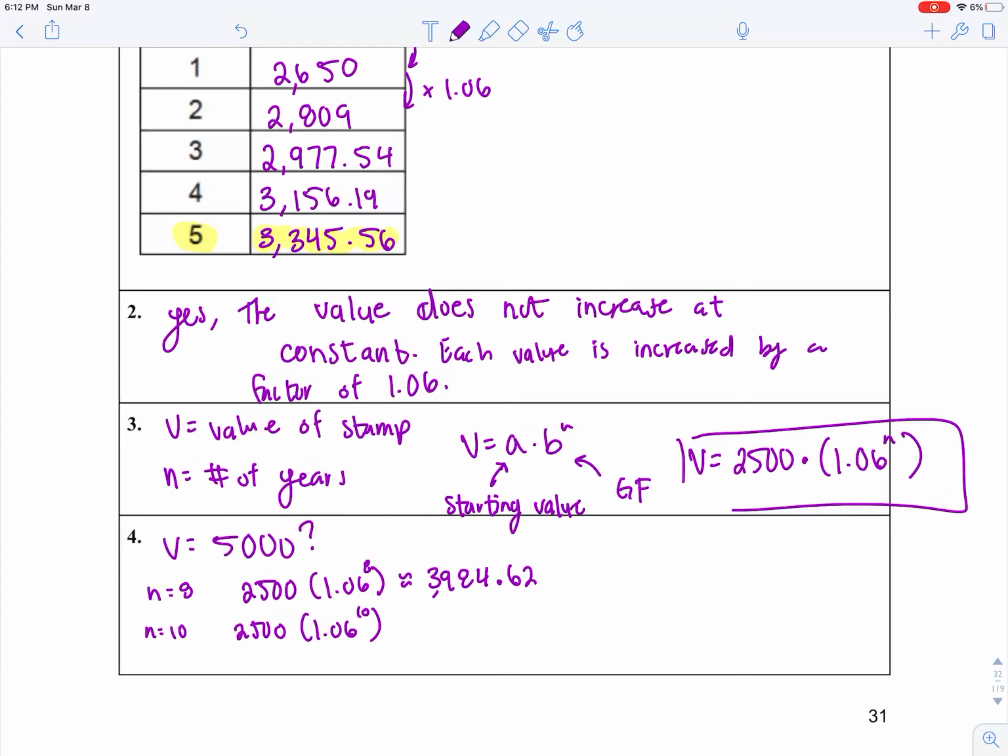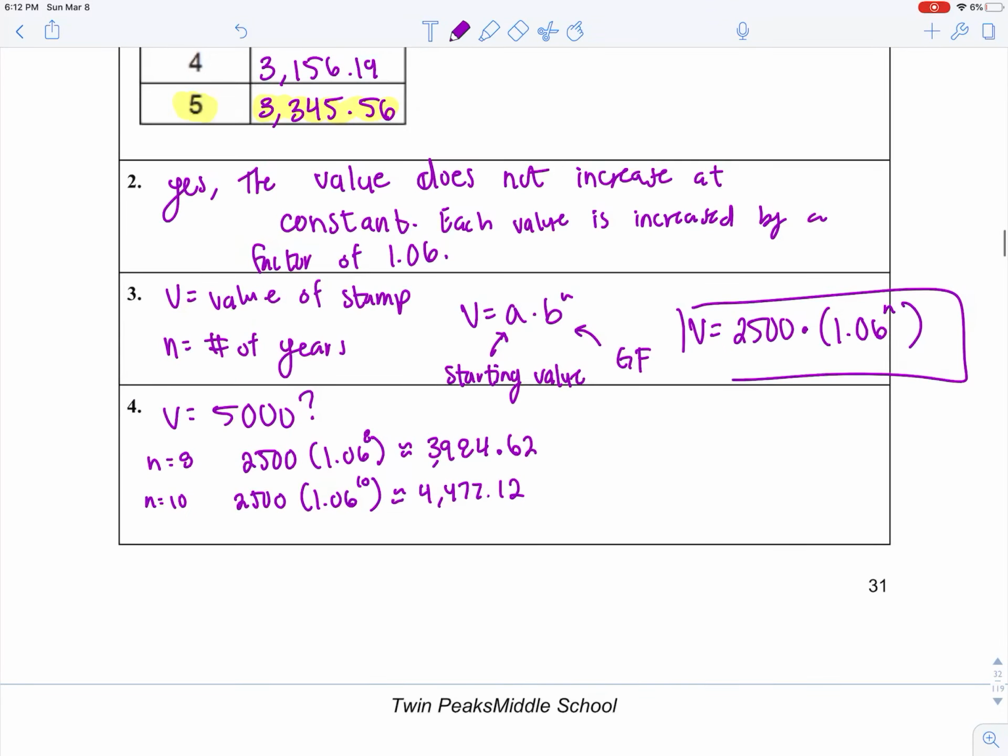There we go, and then we multiply by 2,500, and that is approximately 4,477.12. Okay, so not quite. Let's try 12. So 2,500 times 1.06 to the 12th power.